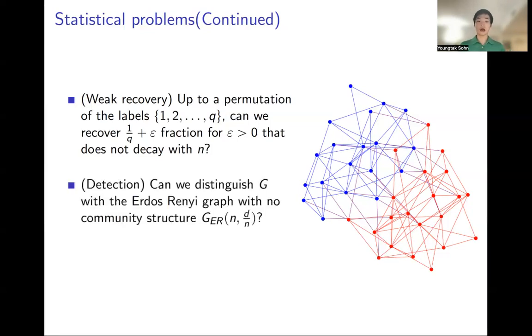One can also think of an easier task, where one wishes to develop a statistical test that distinguishes this block model from the random graph with no community structure, which is just the Erdős-Rényi random graph with n vertices and connectivity probability d over n.